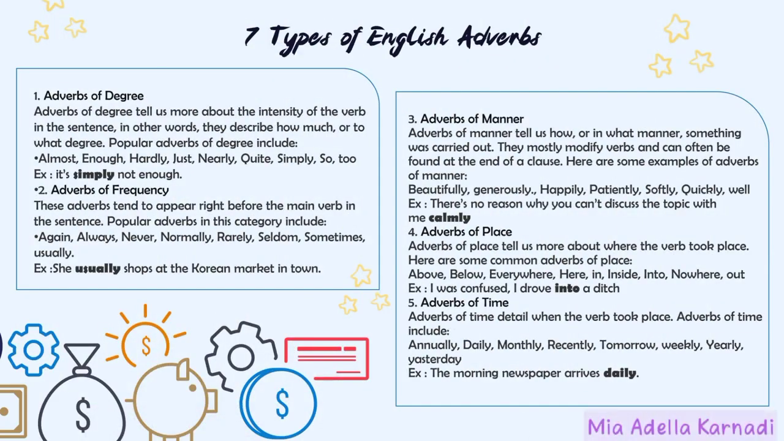Next, 7 types of English adverbs. First, adverbs of degree. Adverbs of degree tell us more about the intensity of the verb in the sentence. In other words, they describe how much or to what degree. Popular adverbs of degree include almost, enough, hardly, just, nearly, quite, simply, so, too. You can see the example on the video.